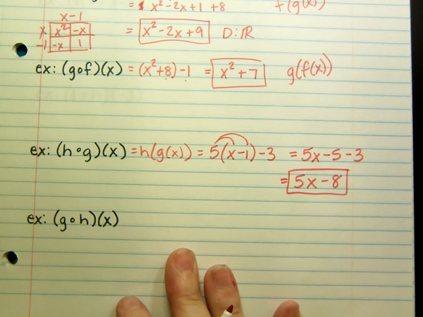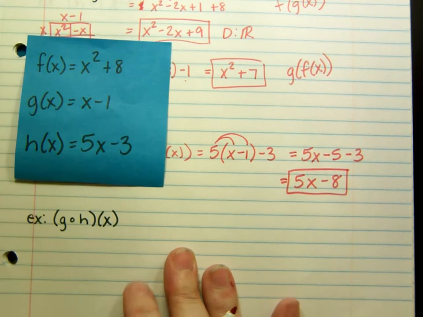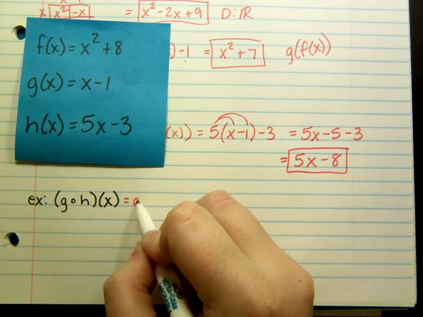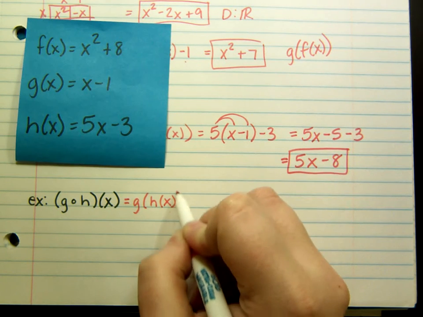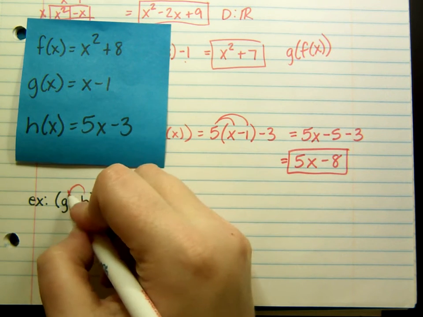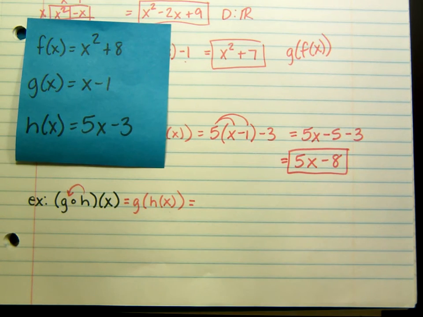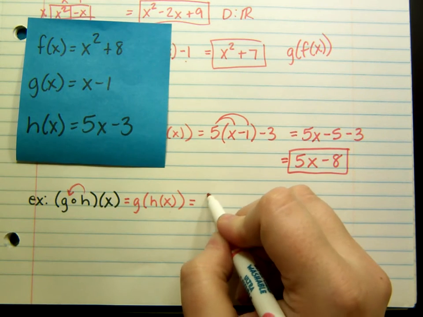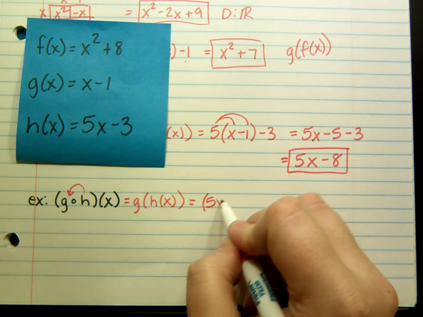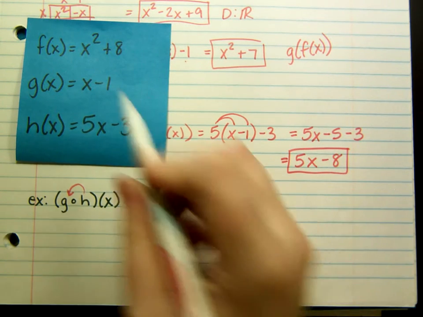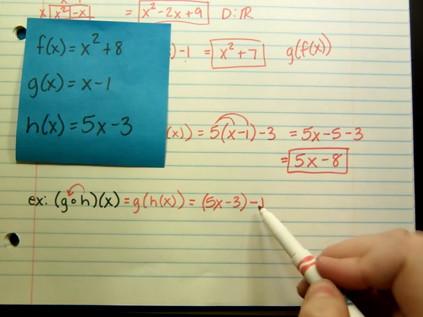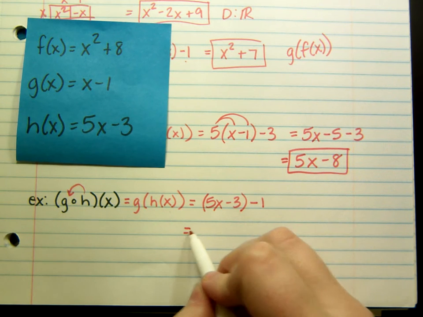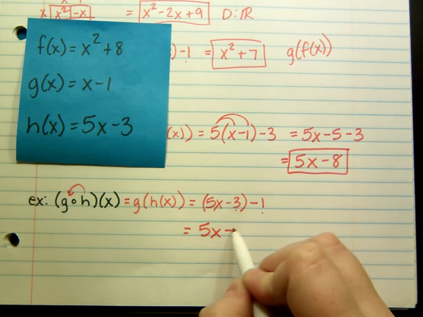Alright, so put this down here so we can still see the functions. G of h of x means I'm going to plug h of x into g of x. So this one goes into that one. So g of x is x minus 1, but instead of x, I'm going to write h of x, which is 5x minus 3. So x minus 1. Now, again, nothing to distribute, nothing to square, cube, nothing like that, so just combine like terms to get 5x minus 4.